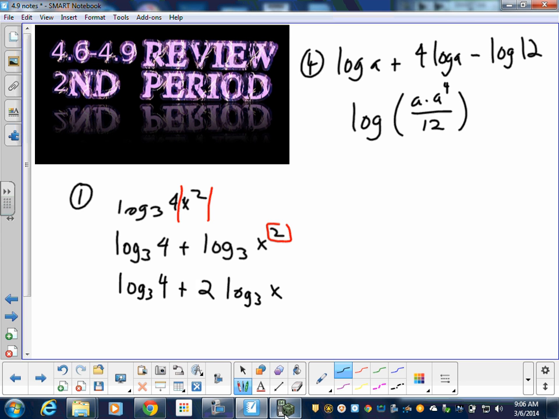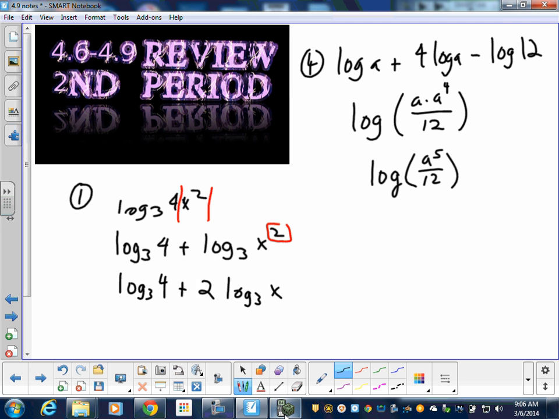Okay, and then a to the 4th times a, guys. Inside that parentheses, there's a little cocoon right there that protects all. Just do that math right there. Is a to the 5th over 12. Log of a to the 5th over 12. You work it out. Anybody?